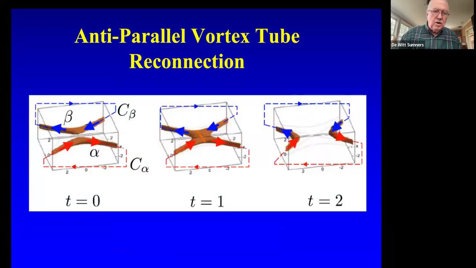So here's a cartoon of a reconnection event. Well, you have 2 of these vortex tubes with center lines. Here's the first center line, the blue one. Here's the red center line. And then they do an anti-parallel reconnection. So the right-hand screw rule is telling you the direction of these vortices. And you have a reconnection event. And here you see the reconnection event happening.